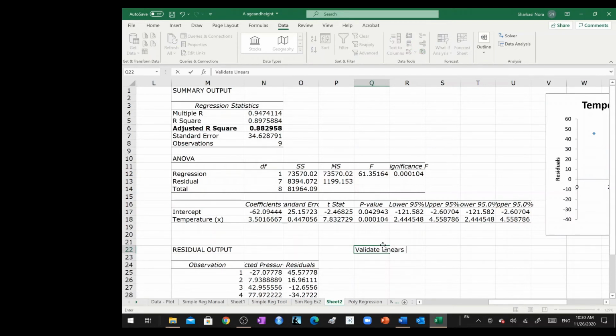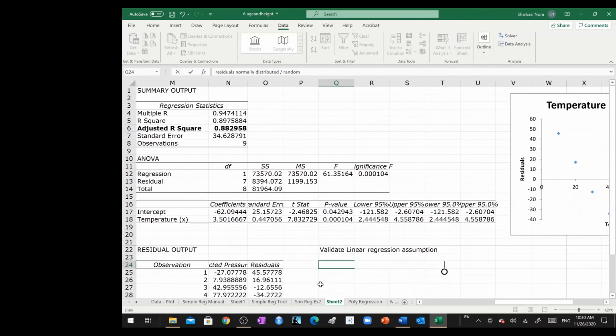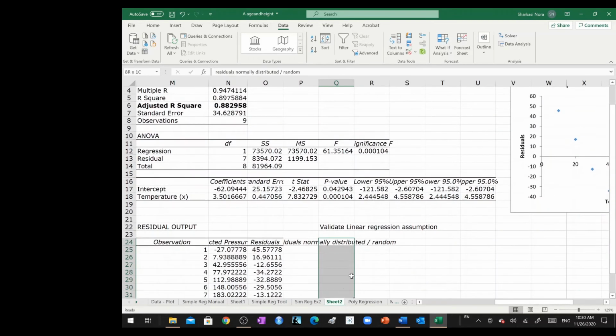You need to validate the linear regression assumptions before you actually jump into conclusions that this is a good model. First one is the fact that residuals should be normally distributed, but also random. This doesn't look random to me. There is a pattern in here. And this pattern looks like an x squared, yeah? Don't you think so? I think so.